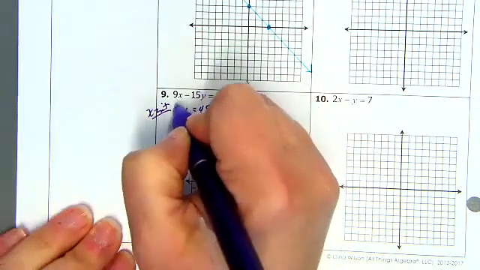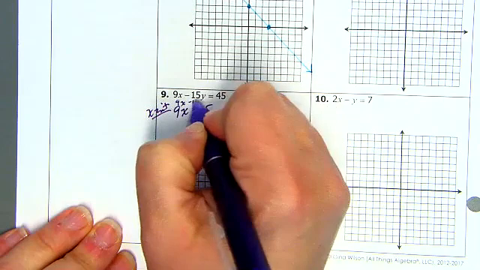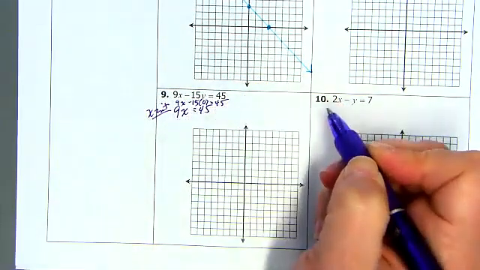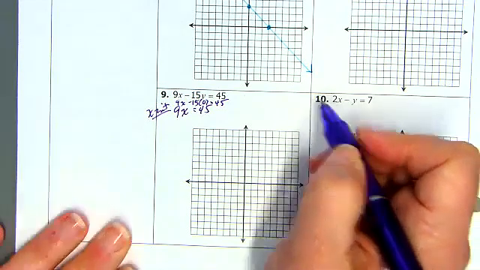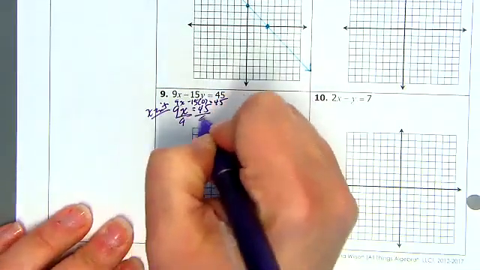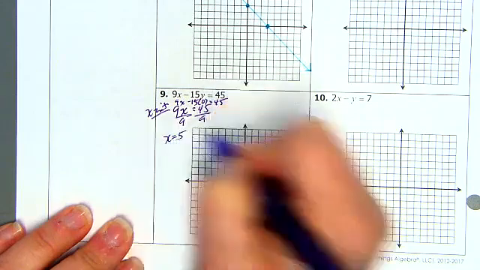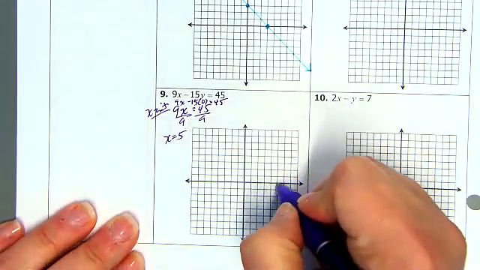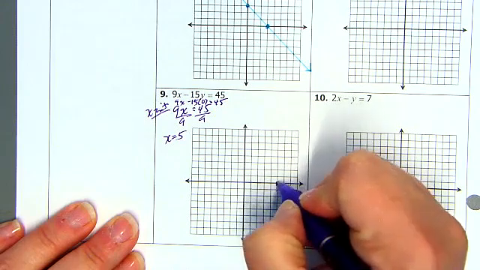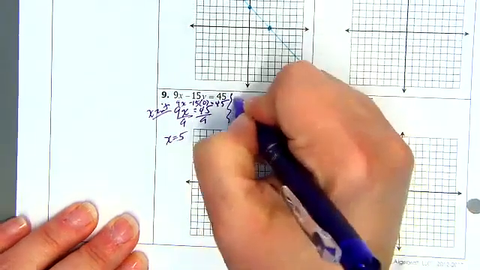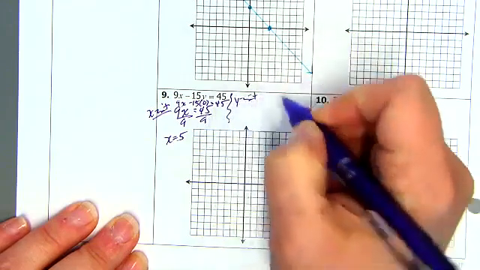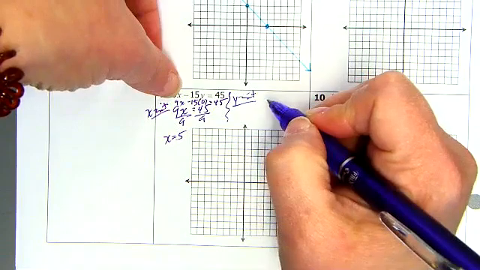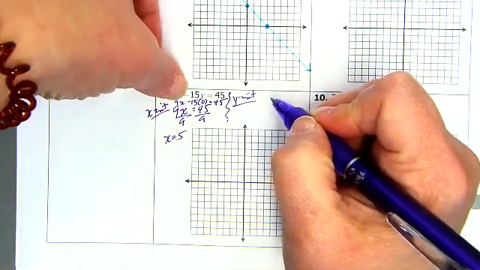If you need to add that step in there of 9x minus 15 times 0 equals 45, then you write it. You do what your brain needs to do. So now I divide by 9, and I get that x equals 5. So I'm going to plot that point, x equals 5. And now I find the y-intercept, which is where I plug in 0 for x. Now, what I've got to remember is that's a negative.